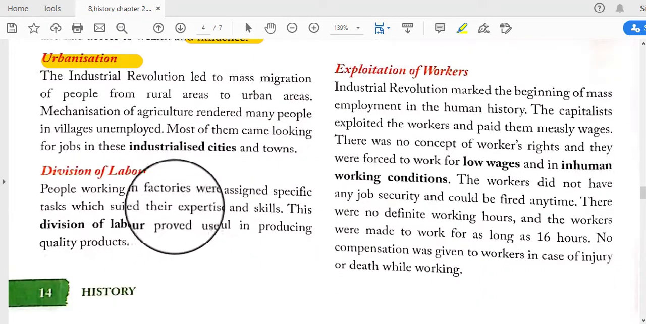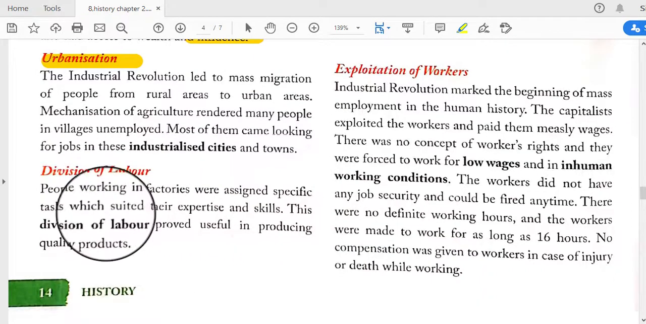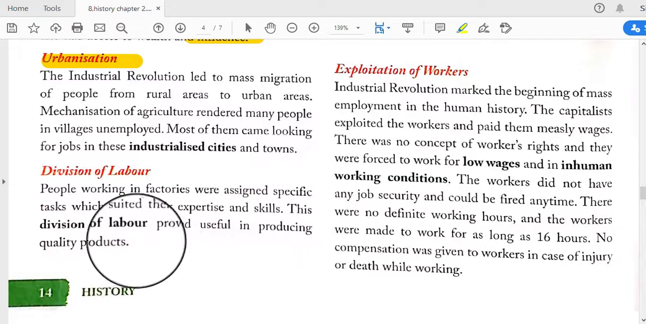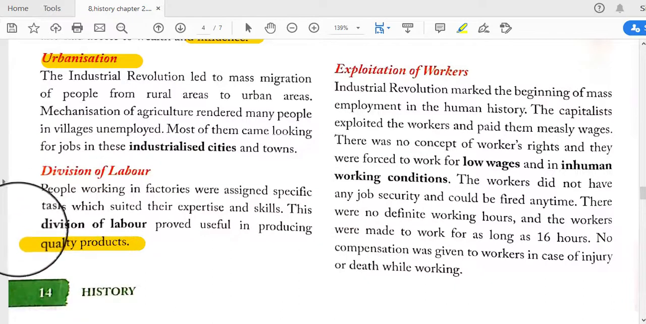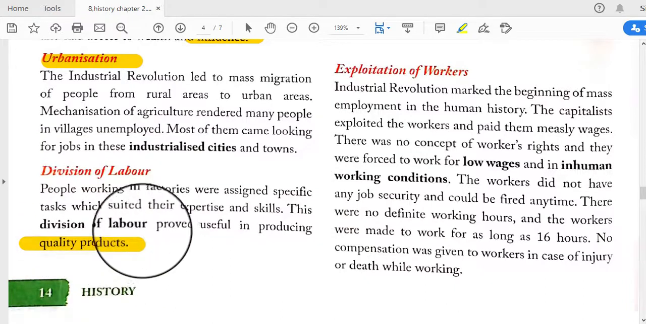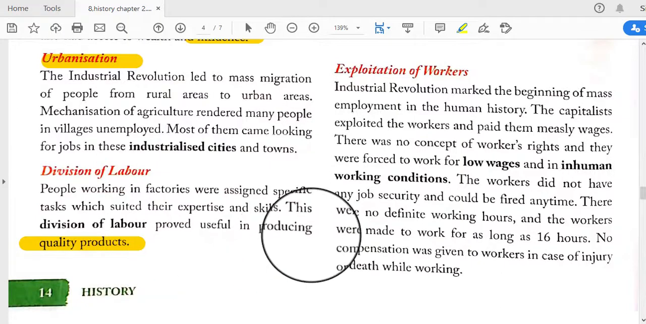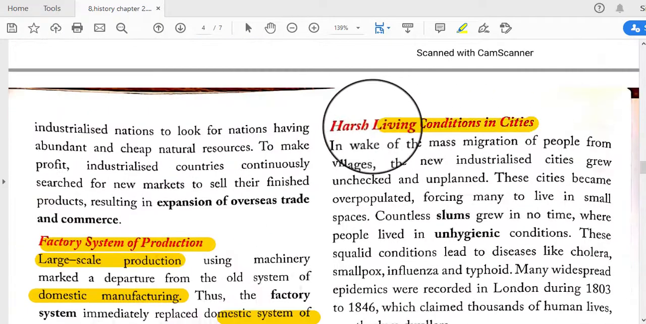And division of labor: people working in factories were assigned specific tasks which suited their expertise and skills, and this division of labor proved useful in producing quality products. The labor was also divided in two ways, skilled and unskilled, and skilled labor can produce the product with very high quality.